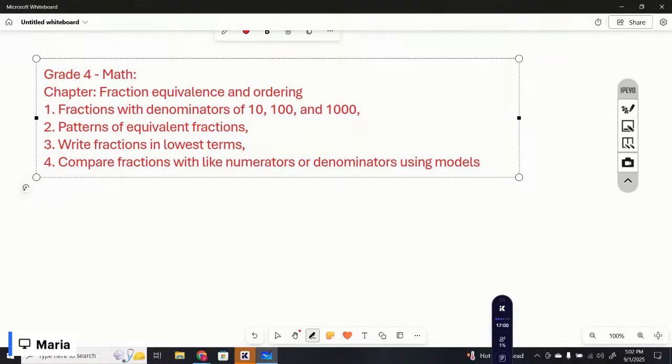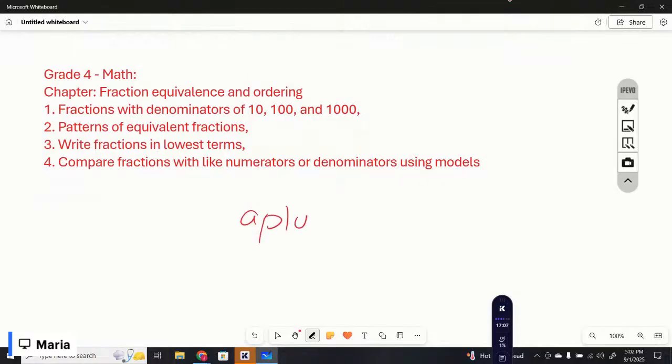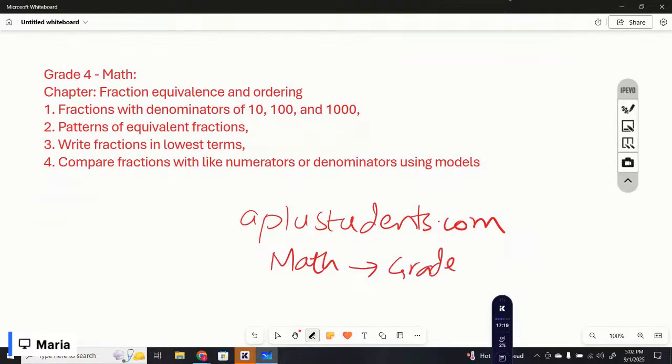You can find all the lessons on aplusstudents.com. You have to log in there using your email address and password as provided by the administrator. Then you have to select math from the subject tab, scroll down to grade 4 math and then click on view all lessons. There you can find a list of the chapters.